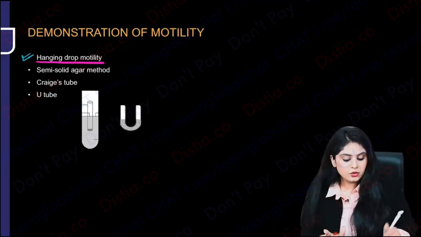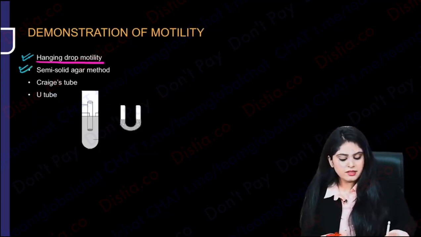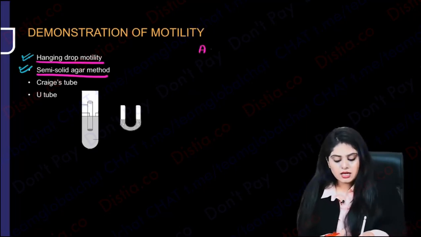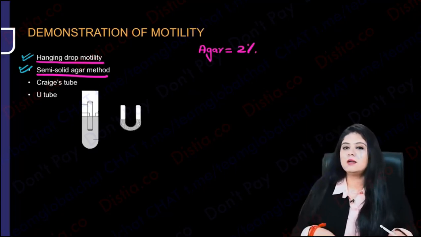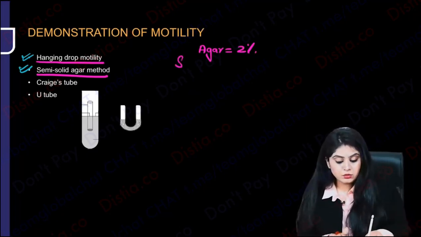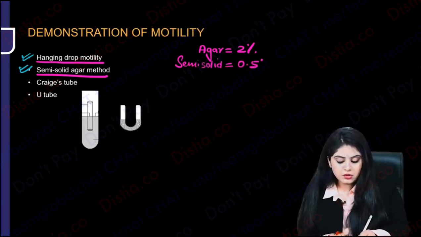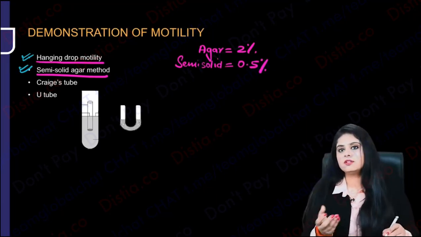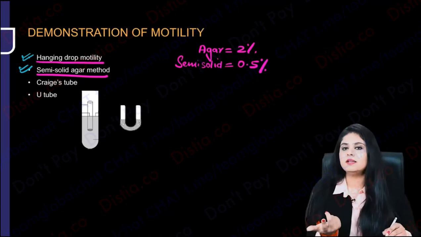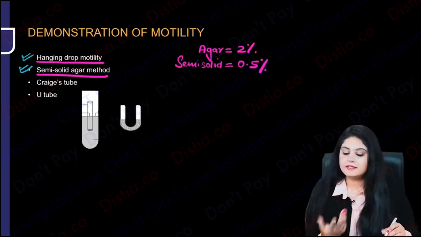Other than that, you can use a semi-solid agar. What is a semi-solid agar? Let me tell you, agar is usually used at a 2% concentration. Bacteria can't move a lot over here. But if I use a semi-solid agar, meaning I'm using it at a very low concentration, 0.5%, it's a little softer, so the bacteria will move. If it's softer, bacteria will move.